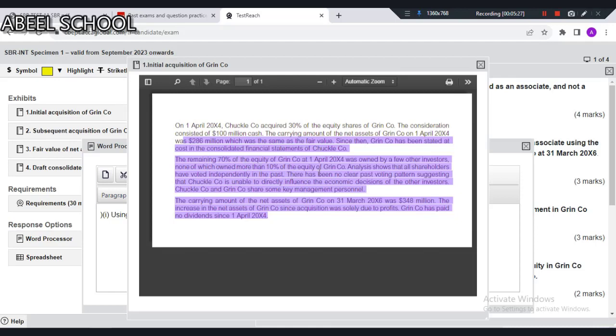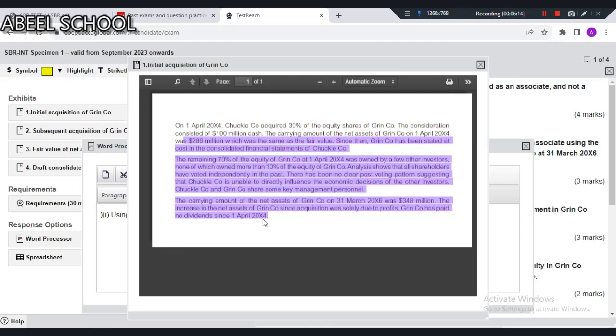Analysis shows that all the shareholders have voted independently in the past. There has been no clear past voting pattern suggesting that Chuckle Company is unable to directly influence the economic decisions of other investors. Chuckle Company and Green Company share some key management personnel. The carrying amount of the net assets of Green Company at 31st March X6 was 348. Initially it was 286. The increase in the net assets of Green Company since acquisition was solely due to profits, and Green Company has not paid dividends. So what sort of discussion is actually required? Why is Green Company an associate? Very simple.